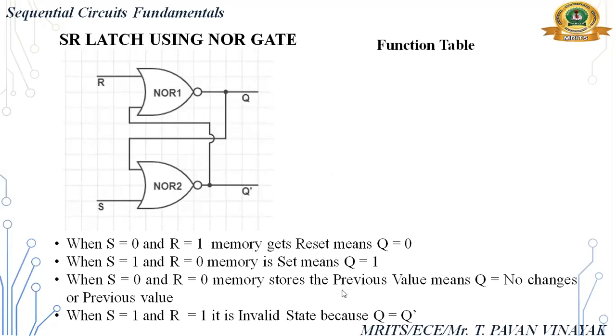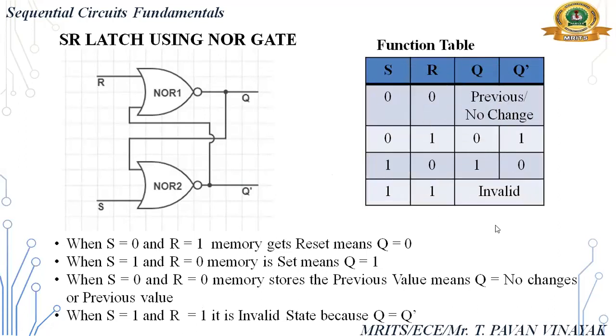Okay. So the function table is this one. This is the function table. 0, 0, no change or previous value. 0, 1 means 0, 1. 1, 0 means 1, 0. 1, 1 means invalid.